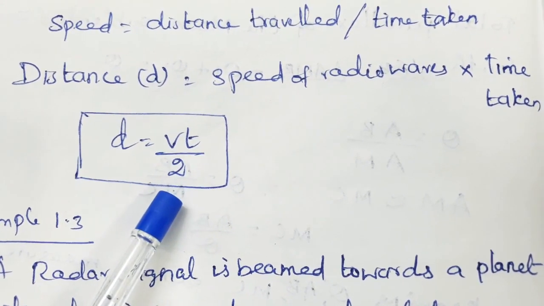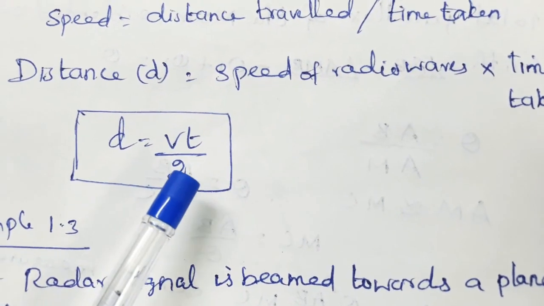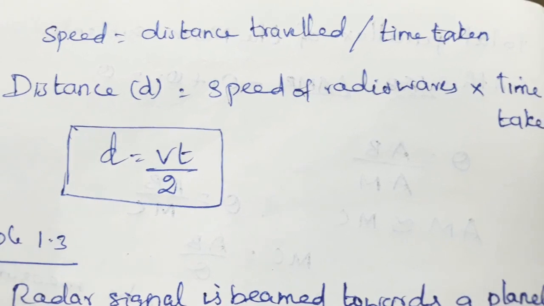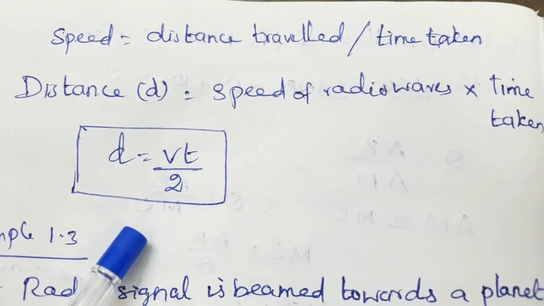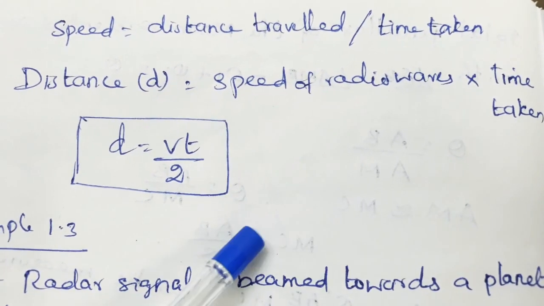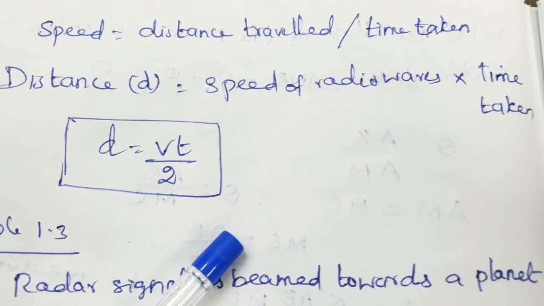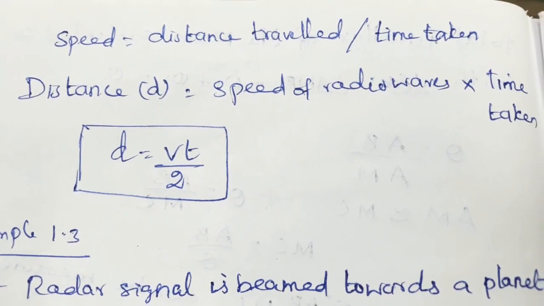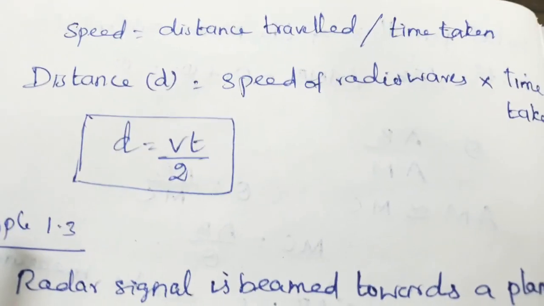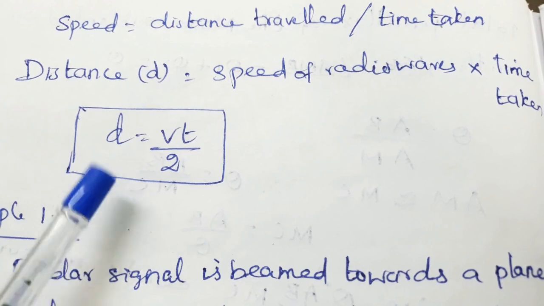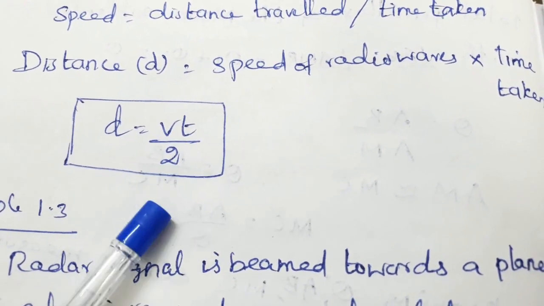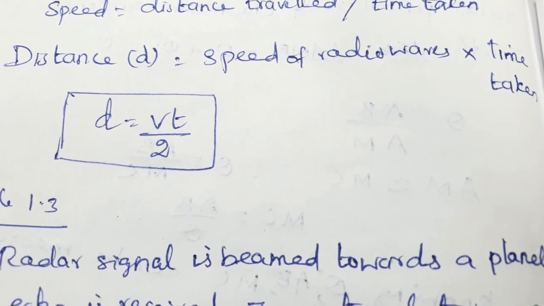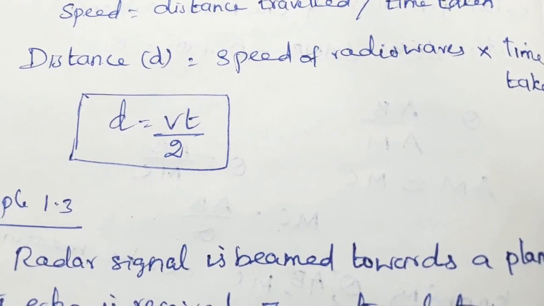Why is it divided by 2? As the time taken is for the distance covered during the forward and backward path of the radio waves, it is divided by 2. So, the formula is D is equal to Vt by 2. Okay, so this is the distance.